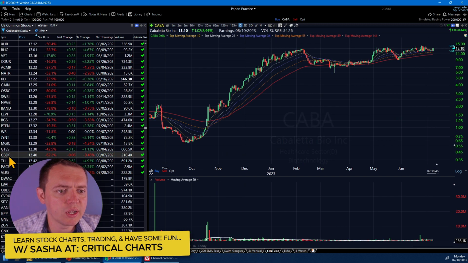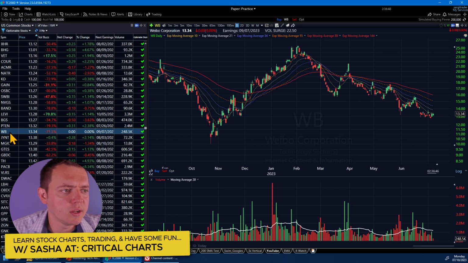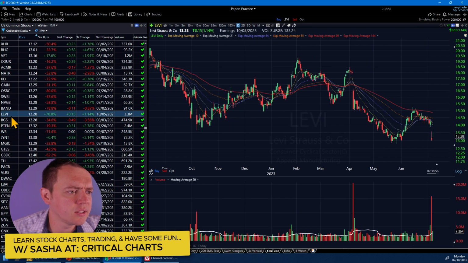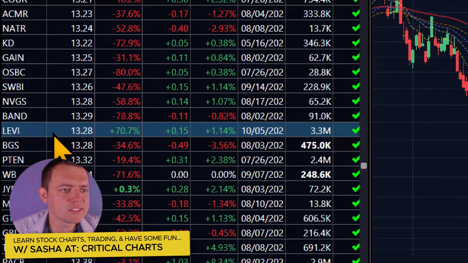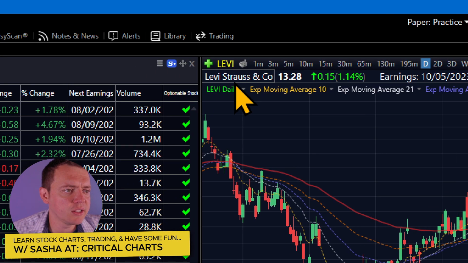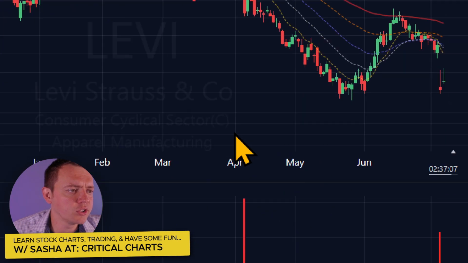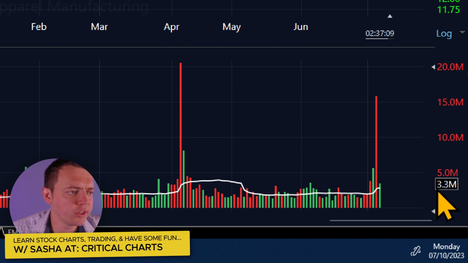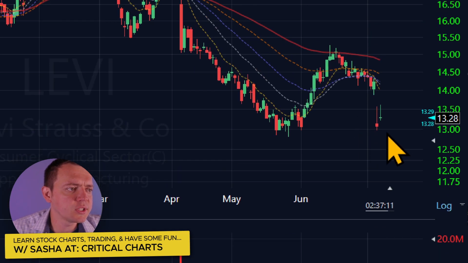Let's see if we got a more popular brand here. Weibo, maybe you heard of that one. How about Levi Strauss? This is probably a name you've heard of. So Levi's 1328, 3.3 million shares. So take a look. Levi Strauss. Volume, if you look at the average volume, you're already at 3.3 million, even though the stock price is cheap.